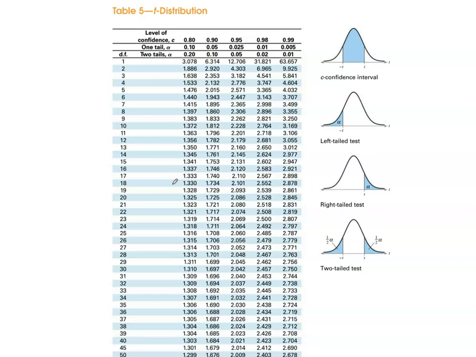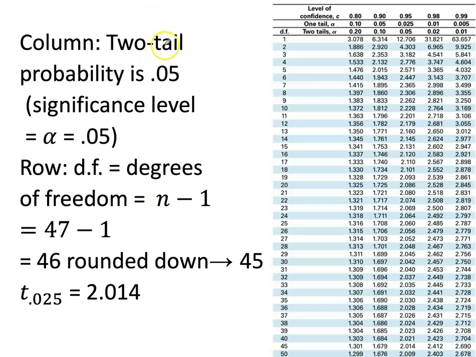And here's how we'd find t sub alpha over 2. So first we need to find the column. Again, we want the two-tail probability to be 0.05. So we want this column because it's a 95% confidence interval, which means the stuff that's left over, the significance level, is alpha, which is 0.05. The row is going to be df, the degrees of freedom, and that's going to be n minus 1. We have 47 pieces of data, so 47 minus 1, the degrees of freedom, is going to be 46.